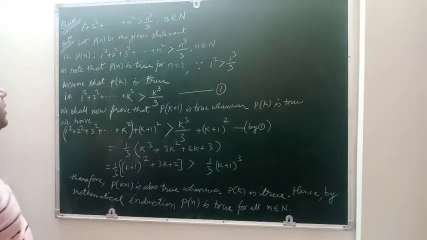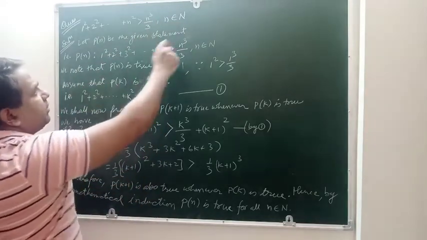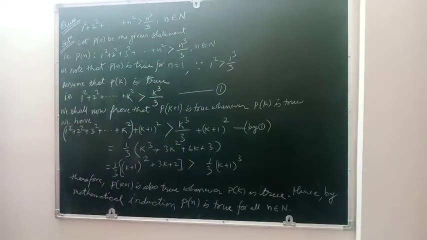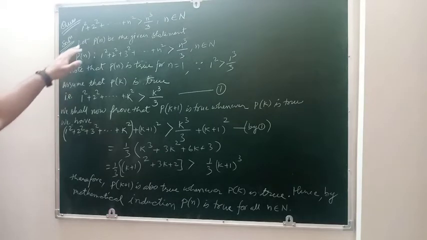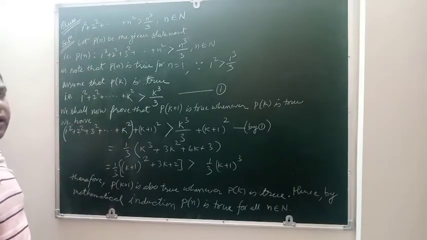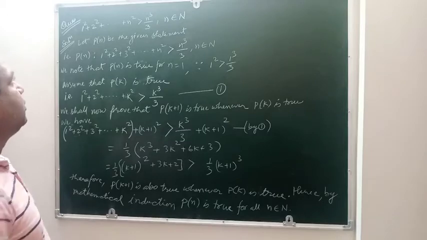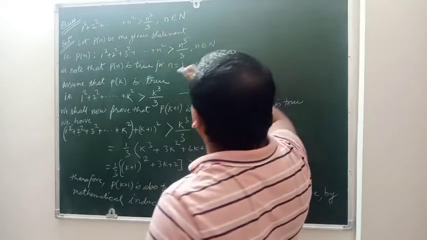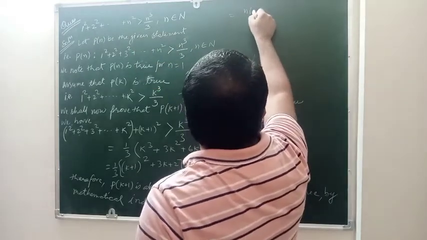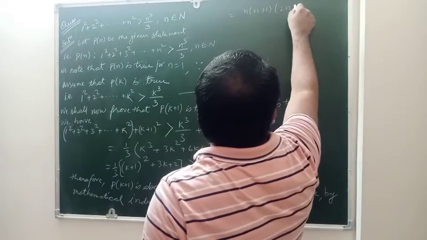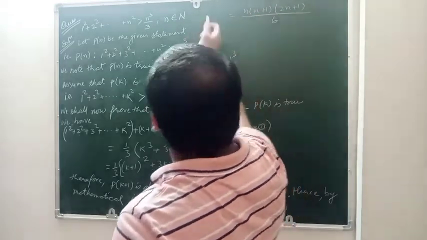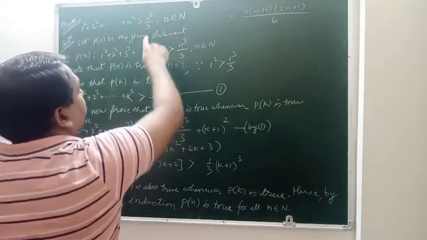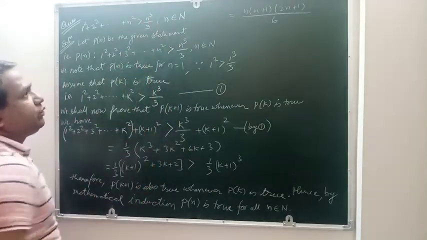Here n is in general a natural number. So we have to prove that the sum of squares of all natural numbers is greater than n cube by 3. We also know that the sum of squares of the natural numbers is equal to n into n plus 1 into 2n plus 1 divided by 6. Definitely that number is greater than this one, as we can see there.